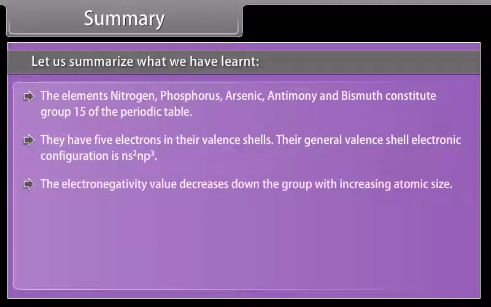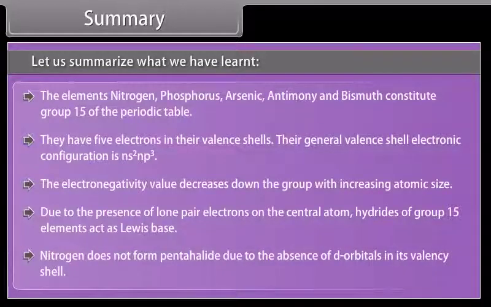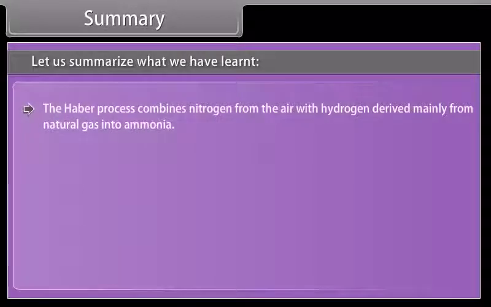The electronegativity value decreases down the group with increasing atomic size. Due to the presence of a lone pair of electrons on the central atom, hydrides of group 15 elements act as Lewis bases. Nitrogen does not form pentahalides due to the absence of d orbitals in its valence shell. The Haber process combines nitrogen from air with hydrogen derived mainly from natural gas into ammonia.